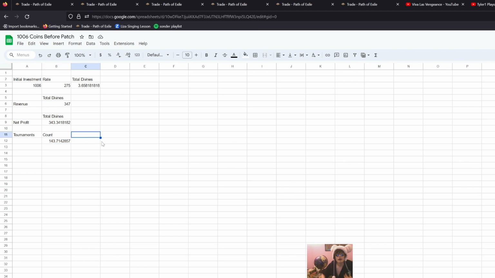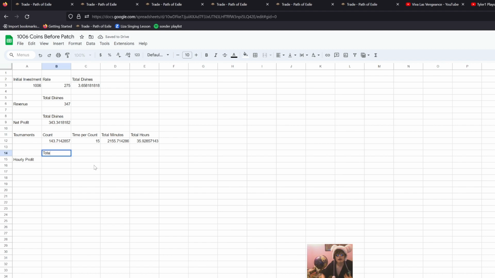And then if each took a minute, time per count. Each one took 15 minutes. So then total minutes becomes this times this, and then total hours becomes this divided by 60. So in a total of about 36 hours, we made 343 divines, which becomes hourly profit.